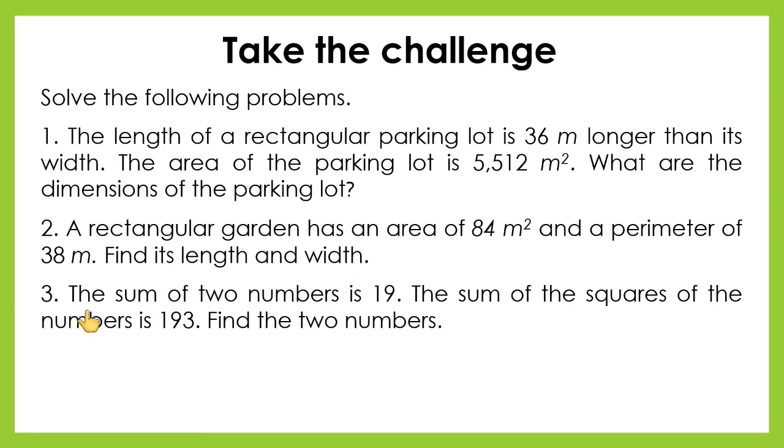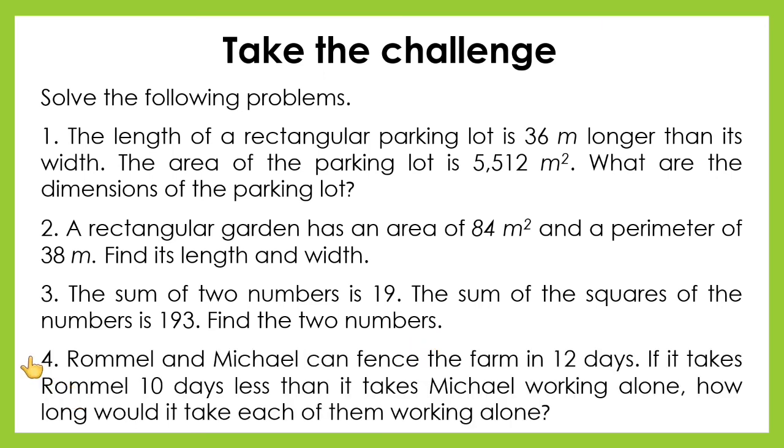For number 3, the sum of two numbers is 19. The sum of the squares of the numbers is 193. Find the two numbers. Okay, for the last number, 4, Romel and Michael can fence the farm in 12 days. If it takes Romel 10 days less than it takes Michael working alone, how long would it take each of them working alone? Okay, good luck in taking the challenge.